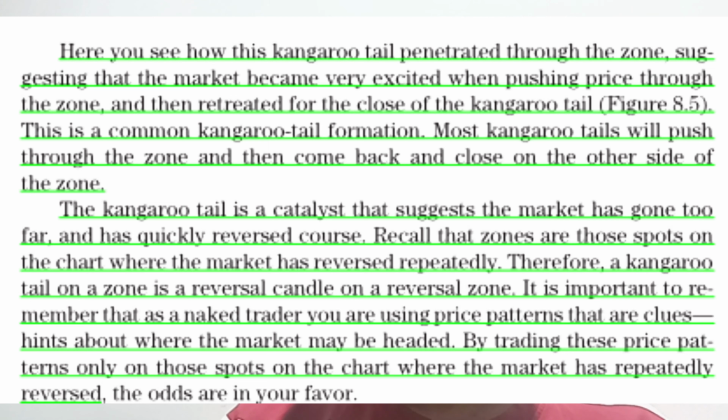In figure 8.5, it's a common kangaroo tail formation. The kangaroo tail will push through the zone and then come back and close on the other side of the zone. The kangaroo tail is a catalyst that suggests the market has gone too far and quickly reversed course. Recall that zones are those spots on the chart where the market has reversed repeatedly. Therefore, a kangaroo tail on a zone is a reversal candlestick on a reversal zone.